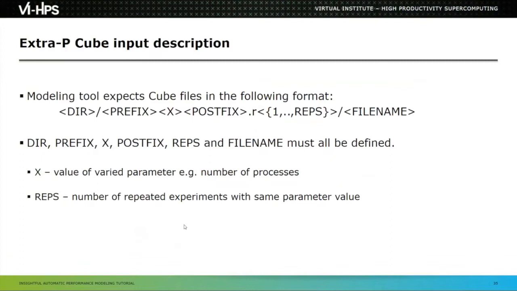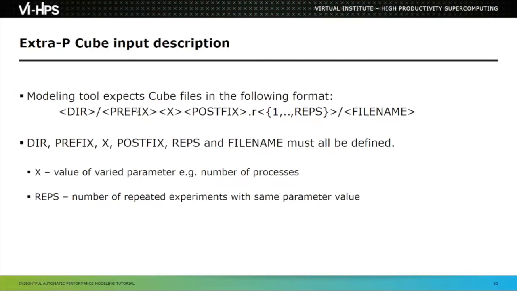So our modeling file accepts these cube files from ScoreP. However, there needs to be a certain, let's say, naming convention for these files. So usually we have a directory for these cube files, and you will just select the directory with ExtraP, and then it will read all cube files in there. So each cube file then should have a prefix, for example, the application name.